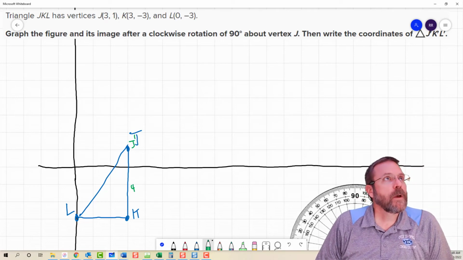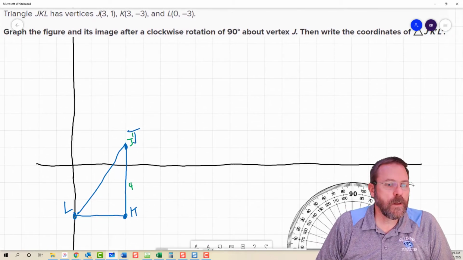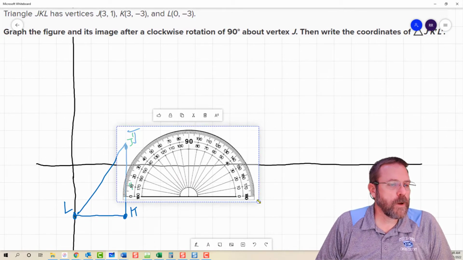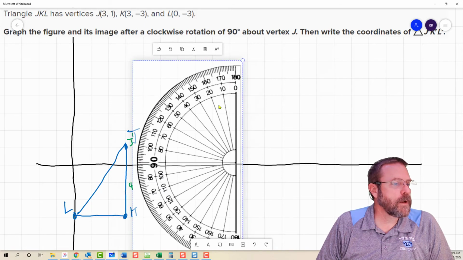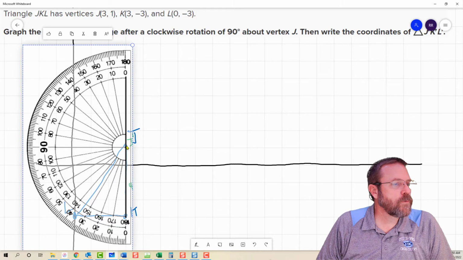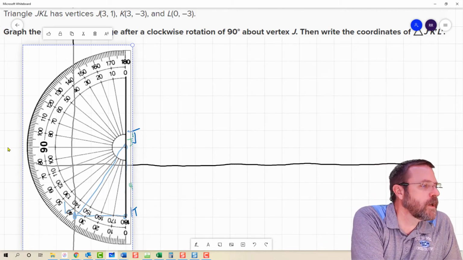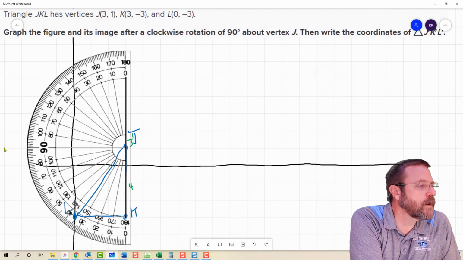From here, I'm going to take my protractor and rotate it 90 degrees so it's lined up nicely with our points, and run it to where it goes from J to K. I'm going to count up 90 degrees, which puts me right here, and I'm just going to put a little tick mark off here north of 90 degrees.